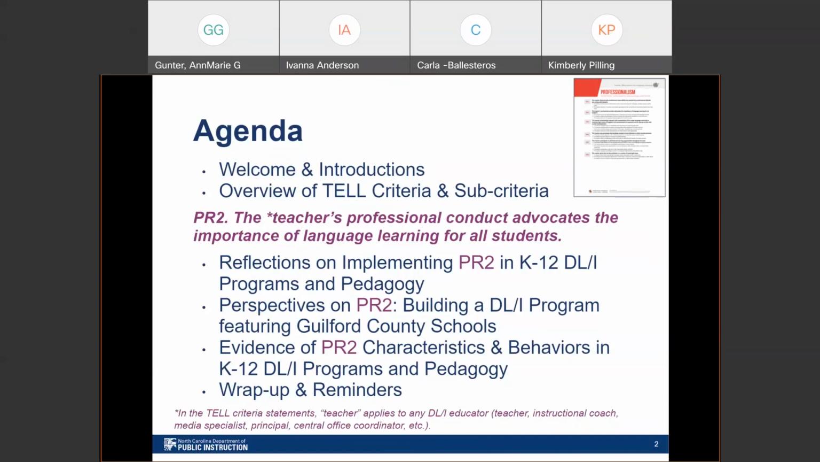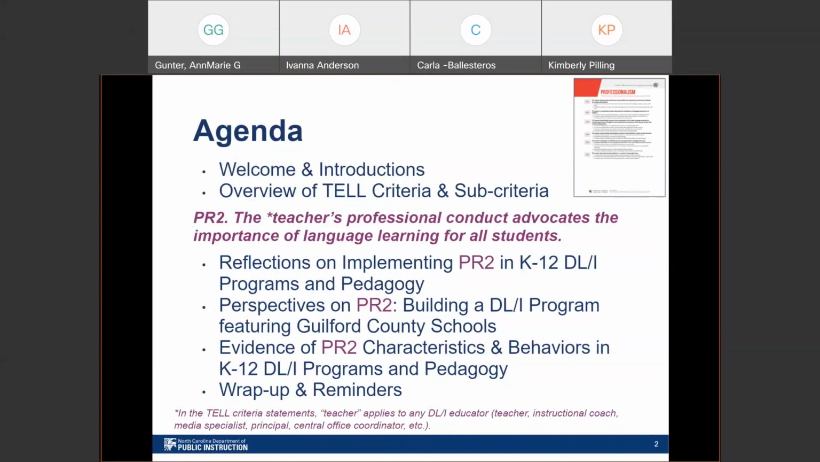In the TELL sub-criteria statements, when it says teacher, you'll see that little asterisk there. Teacher applies to any DLI educator. So whatever role you have, this applies to you in the specific task that you do with your role. So maybe you're a teacher, maybe you're an instructional coach, a media specialist, a principal, a central office coordinator, whatever your role is with your DLI program.